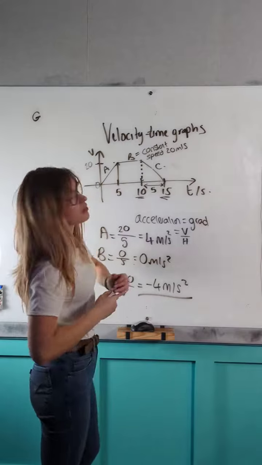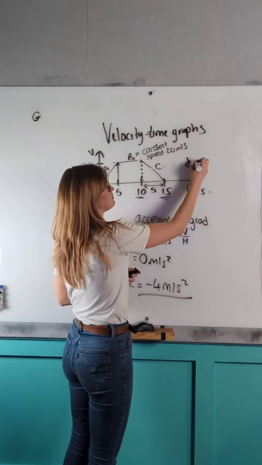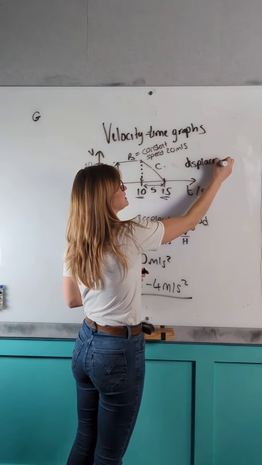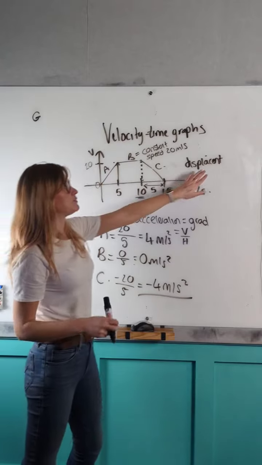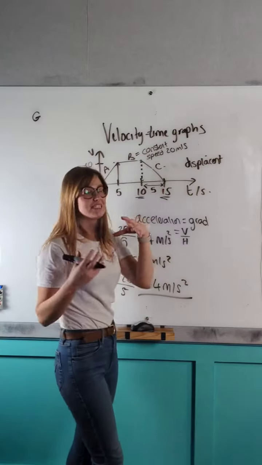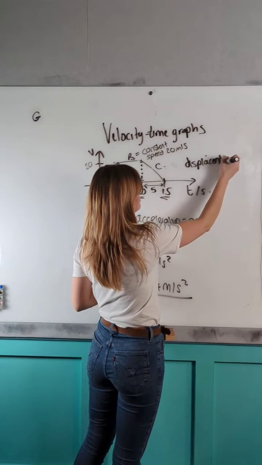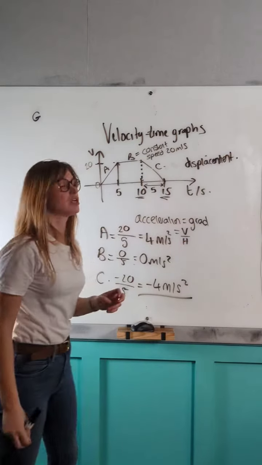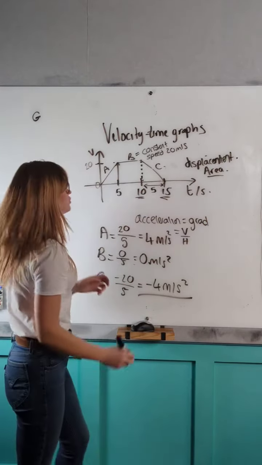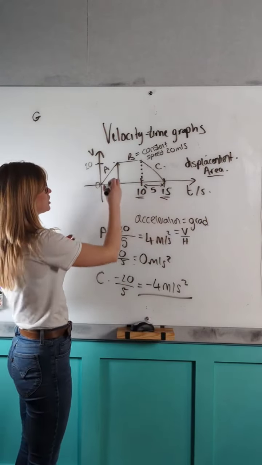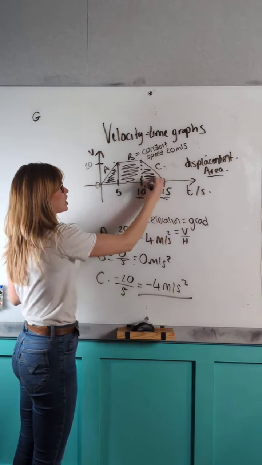The other thing we can find out from our velocity time graphs is displacement. What displacement means is just another way of saying the distance. Velocity is just another way of saying speed, and displacement is just another way of saying the distance traveled. And that's always going to equal the area under our graph. So if I want to figure out the total displacement, or total distance traveled, it is always going to be the area under our graph.